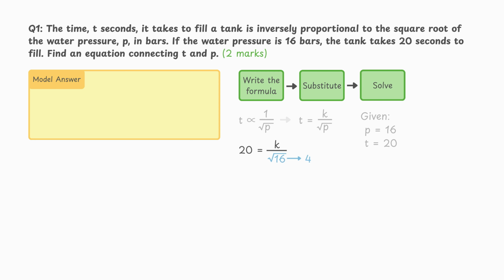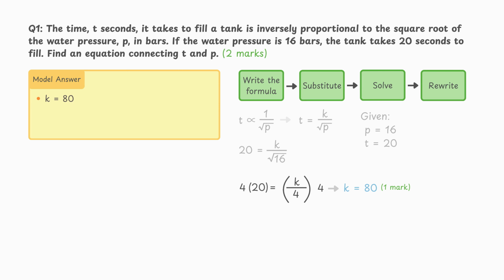The square root of 16 is 4, so this becomes 20 equals K over 4. Next, multiply both sides by 4 to find K. This gives K equals 80. Finally, substitute this value back into the formula. So the equation connecting T and P is T equals 80 divided by the square root of P.